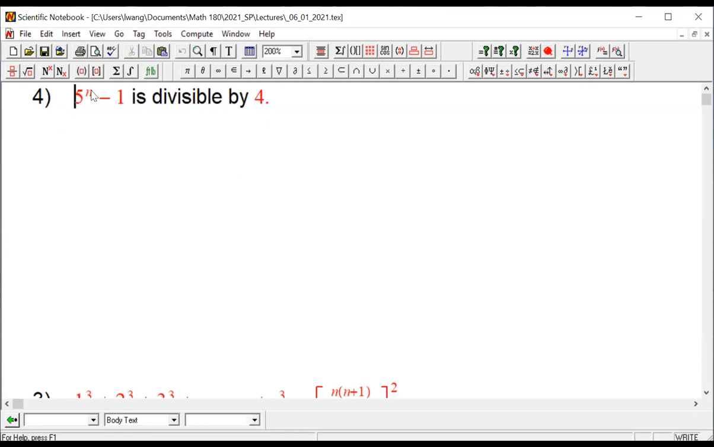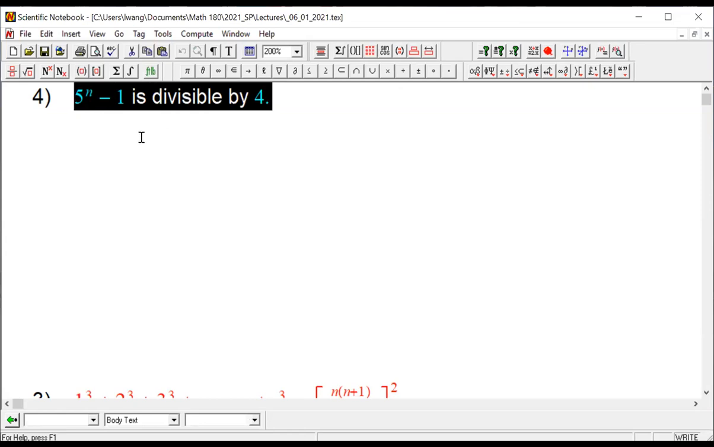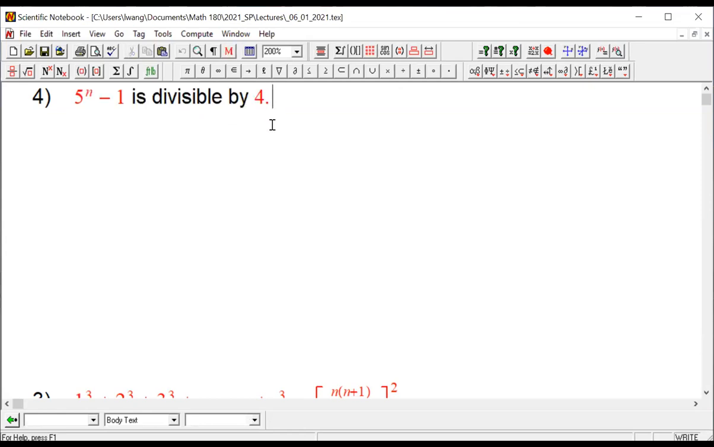For expressions, when we say divisible by 4, that means we're saying that the remainder is 0. Divisible means when you divide this quantity by 4, the remainder is 0. That's what we meant by divisible. For example, you will not say 1 is divisible by 3, right? 1 is not divisible by 3, right? 7 is not divisible by 2 because it will have a remainder, right? So divisibility is defined as such.